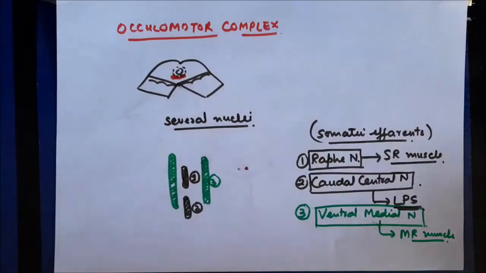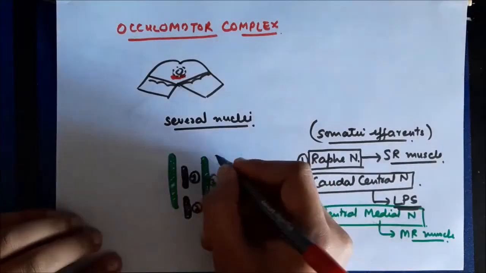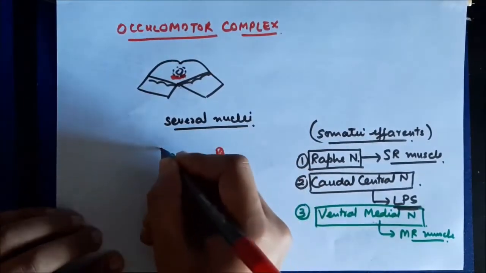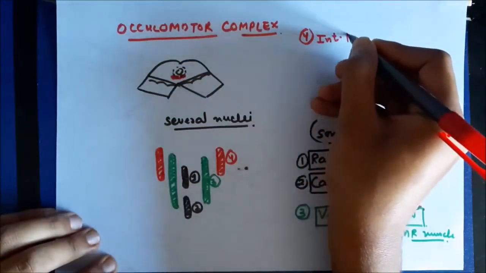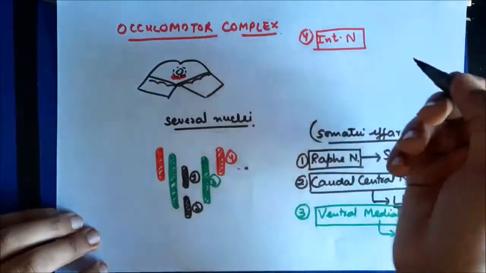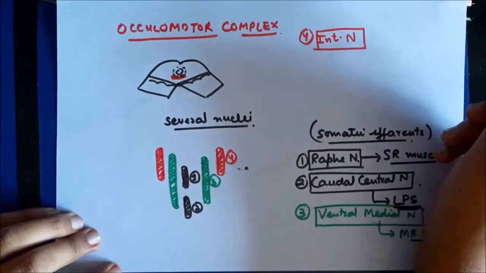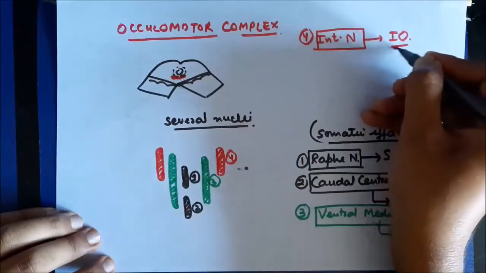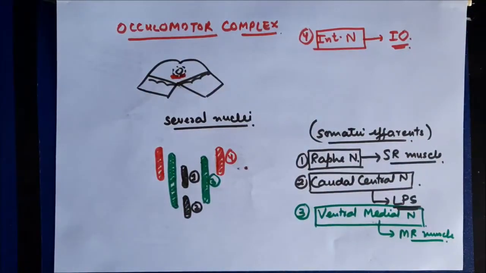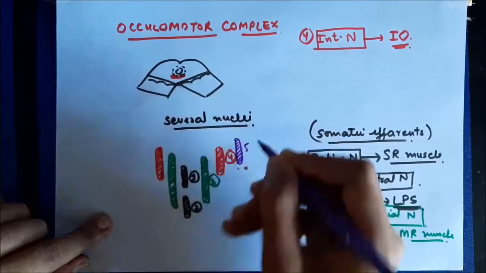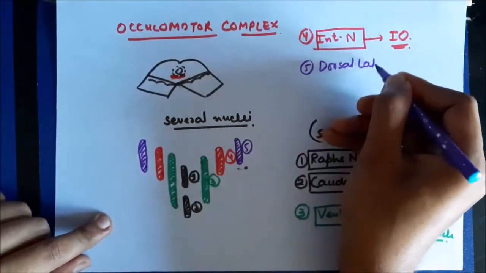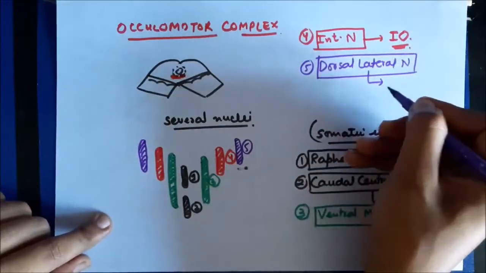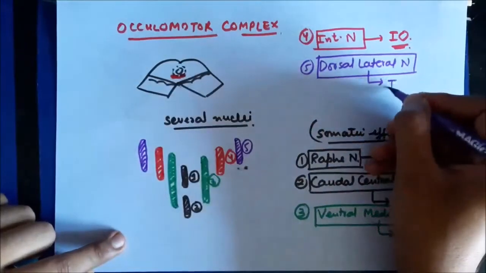Lateral to the ventral medial nucleus is nucleus number 4, again present on both sides. It is called the intermediate nucleus, and it provides somatic efferent supply to the inferior oblique muscle. Lateral to the intermediate nucleus we have another pair of nuclei, nucleus number 5, the dorsal lateral nucleus. This dorsal lateral nucleus provides somatic efferent fibers to the inferior rectus muscle.